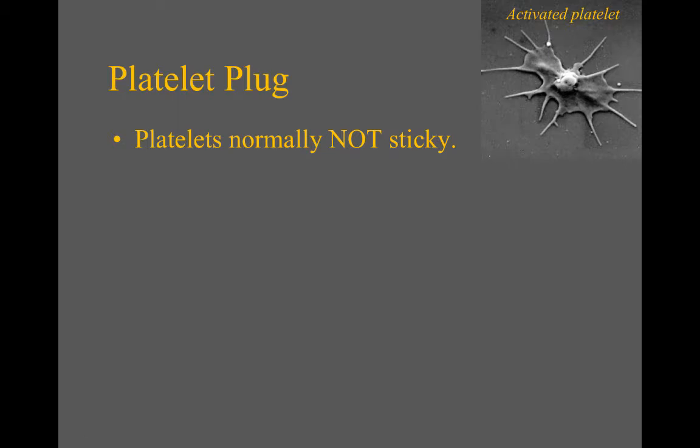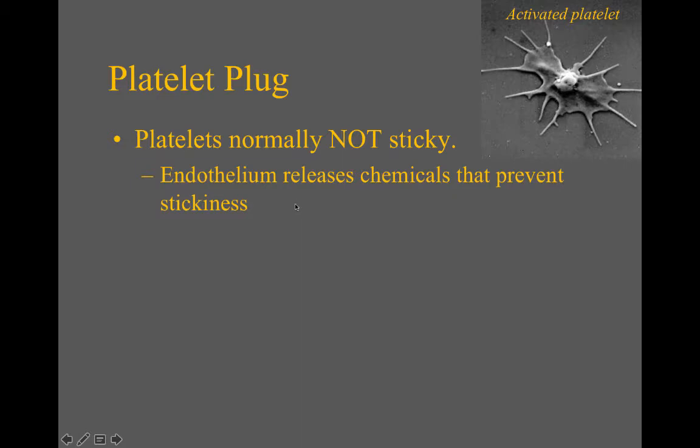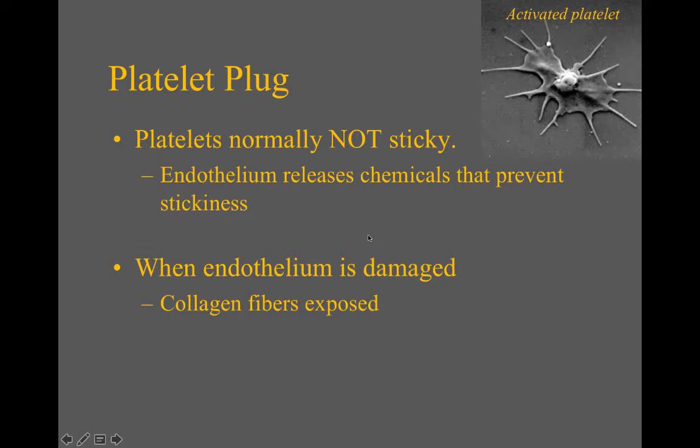The platelet plug, step 2 in hemostasis. Platelets are normally not sticky. The endothelium also releases chemicals that prevent stickiness because we want platelets to form plugs when we want them to, but we don't when we don't want them to. The endothelium is an important portion of this equation that says if it's not injured, then it will release chemicals that prevent sticking of platelets. If it is injured, it will inspire sticking. So when the endothelium is damaged, collagen fibers will be exposed, collagen, the most predominant protein in the body, and platelets will cling to collagen.